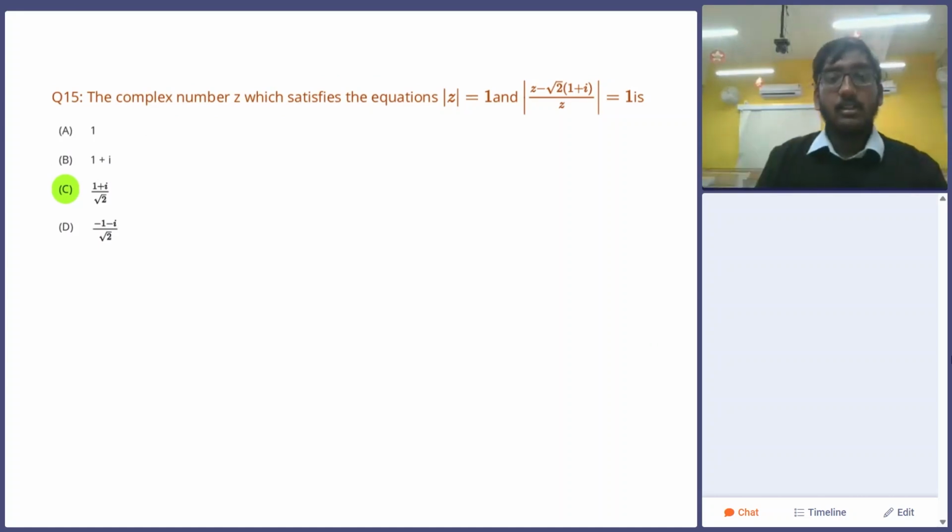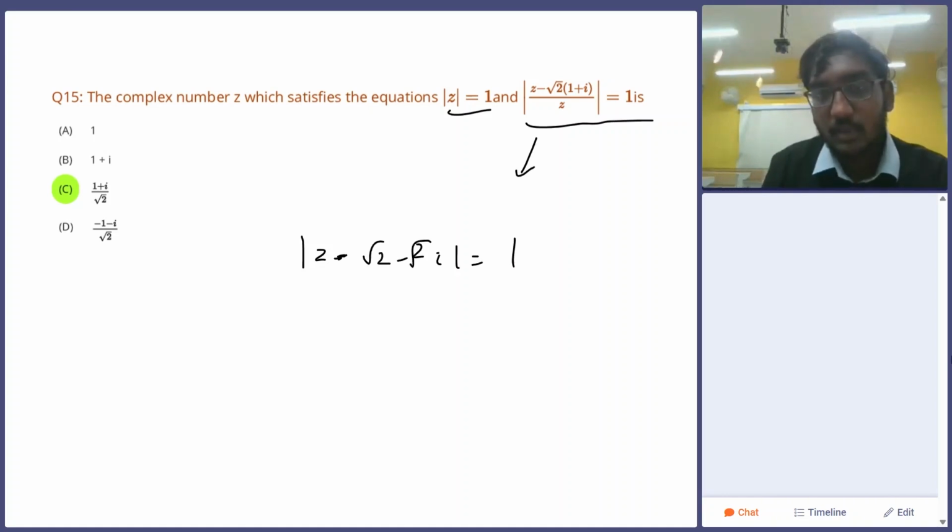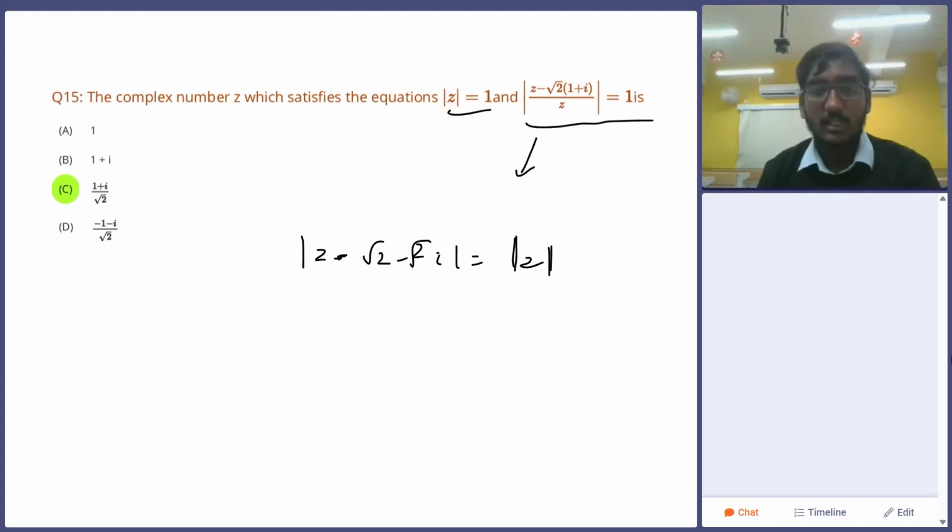This question is from complex numbers. They have given mod z is 1 and this is also 1. Now what you do is you just transform this mod z to the other side. You will get something like mod of z times z minus root 2 minus root 2 i is equal to mod z. Correct. So that means what? In case you draw it as a circle in the Argand plane, this particular mod z will be centered at the origin, right? And what about this? This will be centered at root 2 comma root 2.